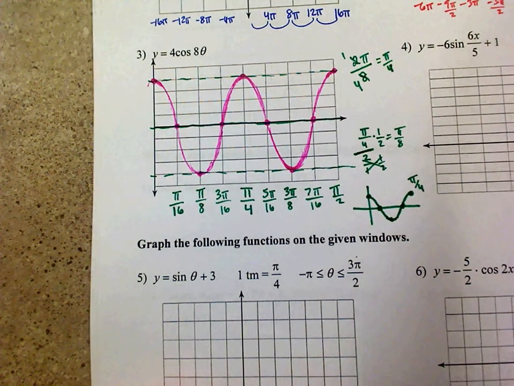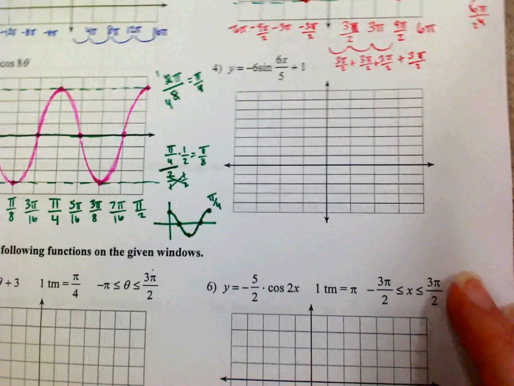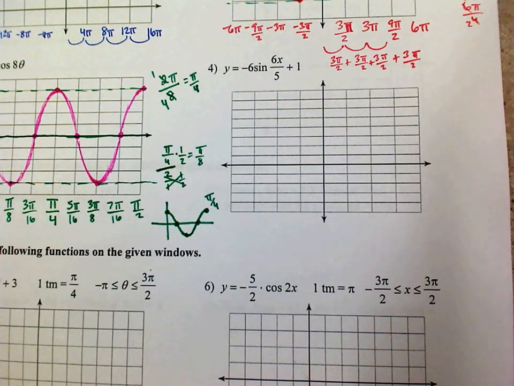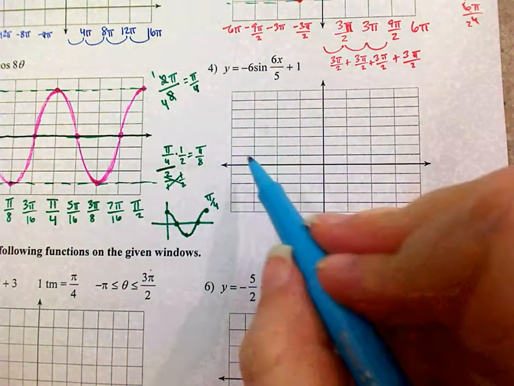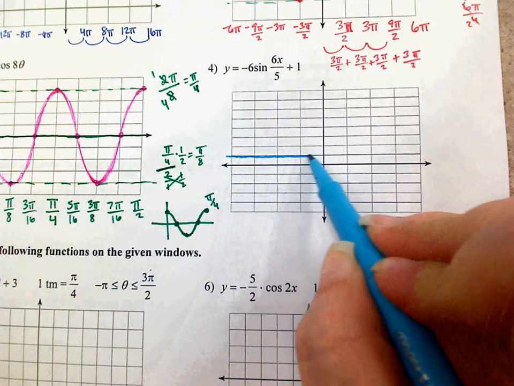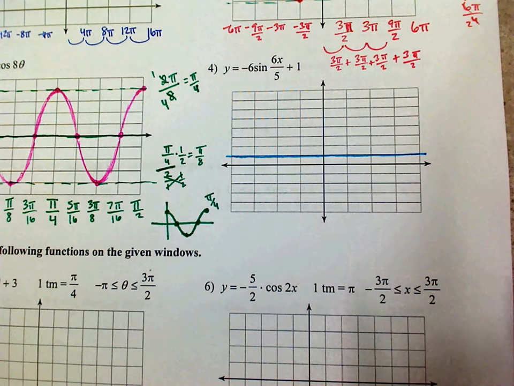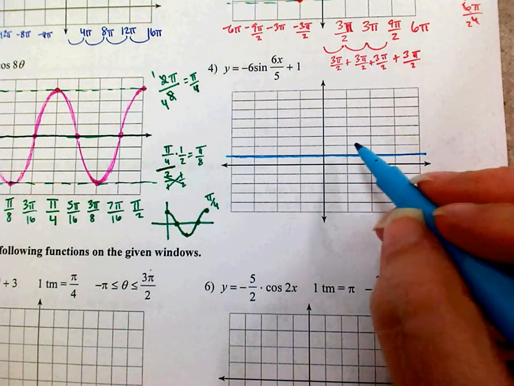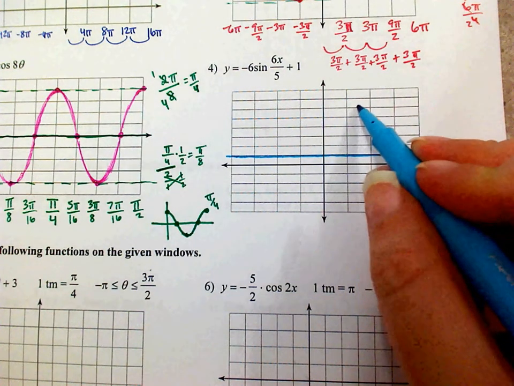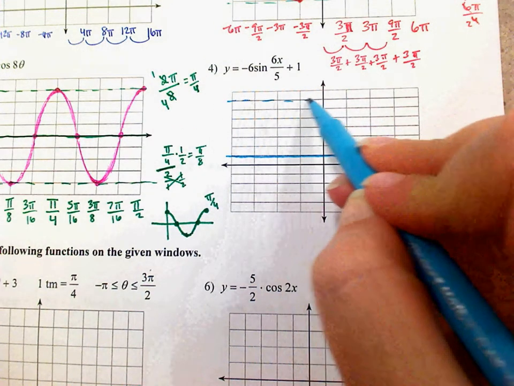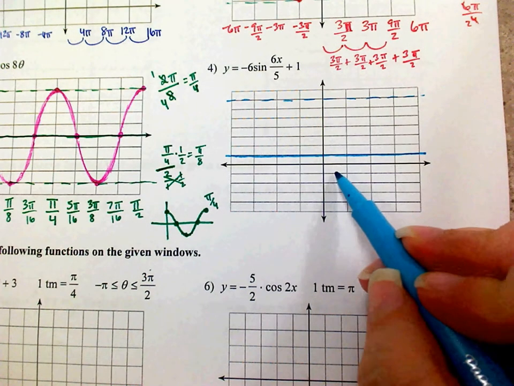Okay. On number 4. Like I said, I always look for vertical shift and amplitude first. It says +1, so I'm going to go up 1 and draw my midline. And then the amplitude is a 6. 1, 2, 3, 4, 5, 6. And then 1, 2, 3, 4, 5, 6.